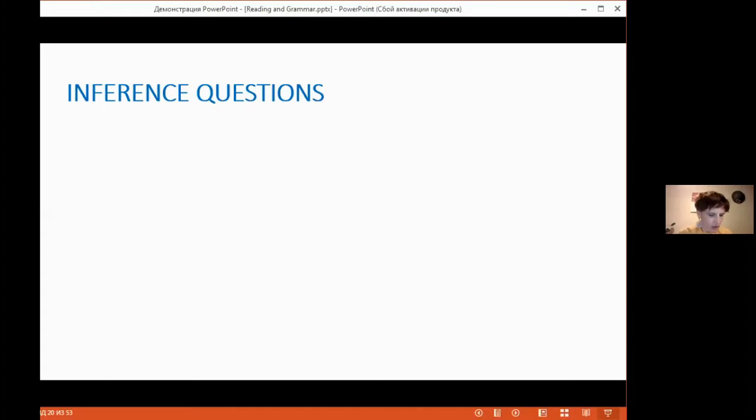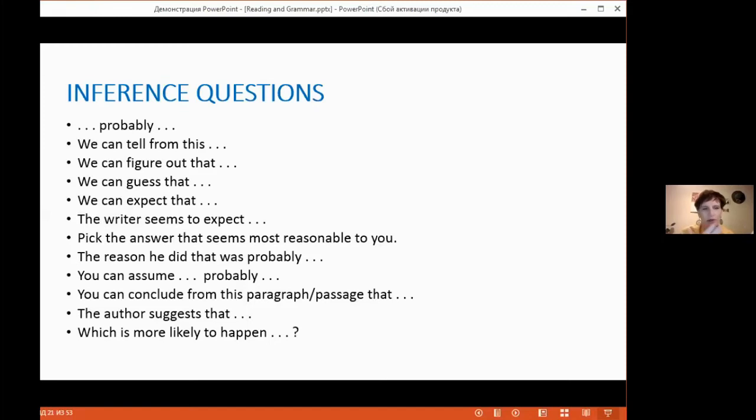The information works as a hint, and the inferred ideas are not stated directly. So it requires some thought, some deductions, conclusions, and what would be the strategy? This is how these kinds of questions can be presented: what you can tell, figure, guess, expect, what the writer implies, what you can assume, etc. What the author suggests, which is more likely to happen.